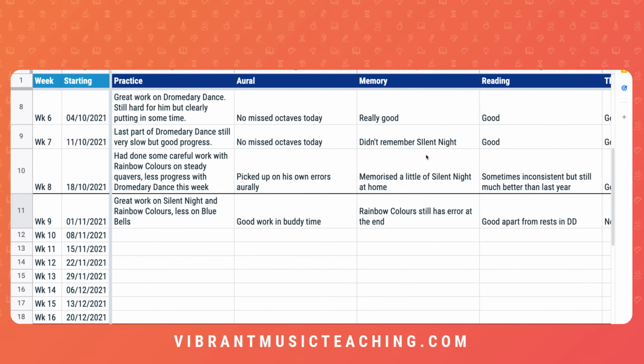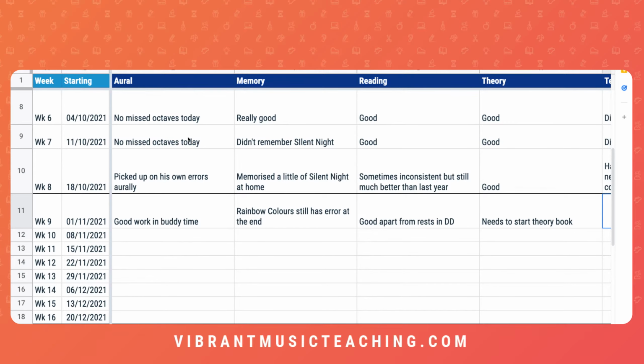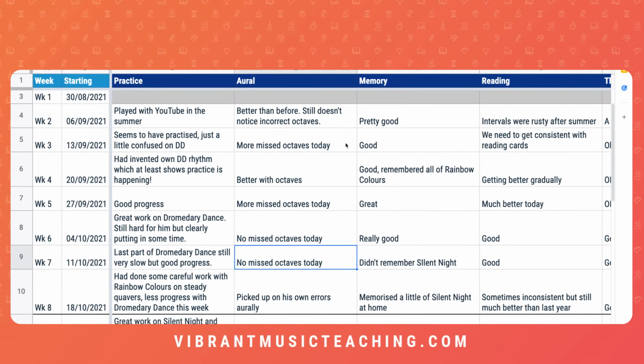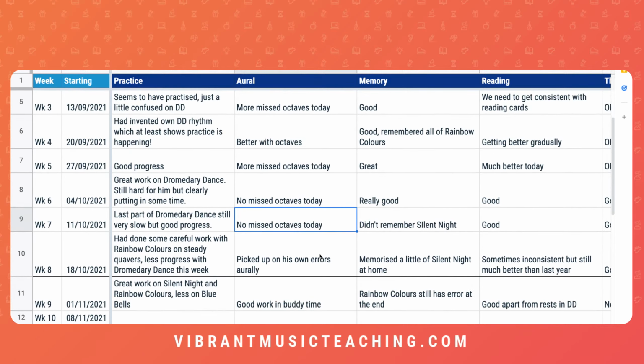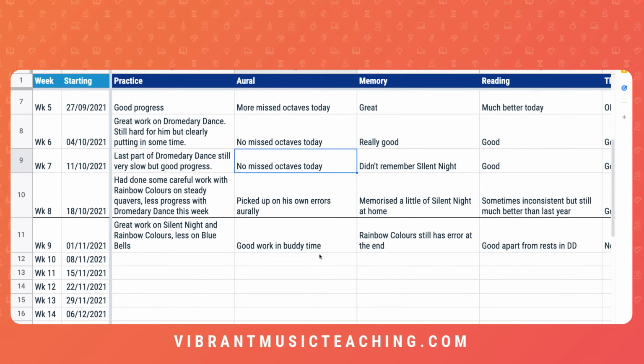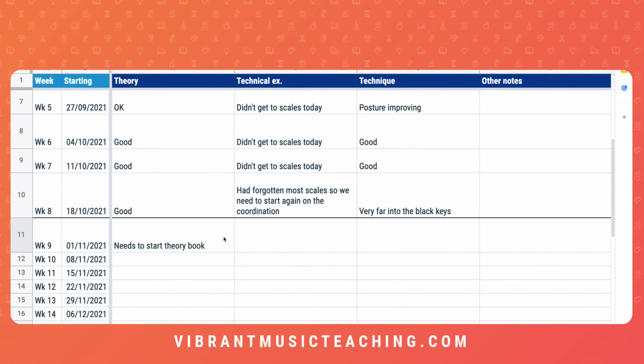So this is actually a really good example. Do you see here under oral, better than before, and then I said more missed octaves, better with octaves, more missed octaves, no missed octaves, no missed octaves. So that's something we were working on, where he kept muddling up this octave with that octave, like playing on the wrong C, for example. That's a pattern I was noticing, and we did some extra work on that. But without noting that it was happening several weeks in a row, I might not have highlighted it to myself as much, yeah?